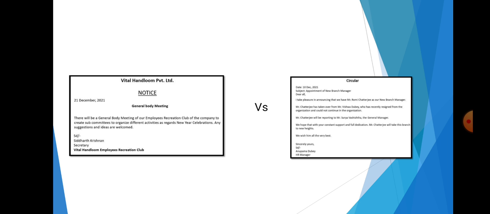If you talk about the notice, a notice is a written or an oral statement that is distributed to a large number of people. On the other hand, a circular is a written or oral statement that is distributed to a small or selective group of people. And this is the main and the basic difference between notice and circular. Notice is distributed to a large number of people, and circular is distributed to a small or selective group of people.